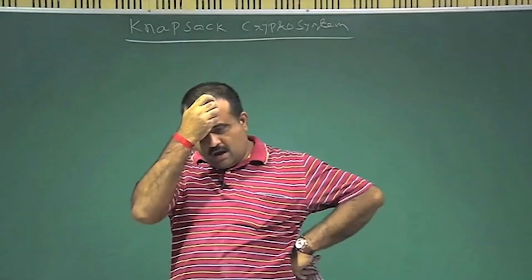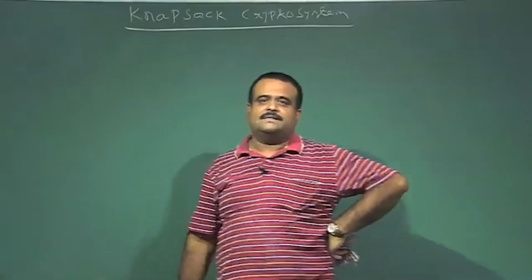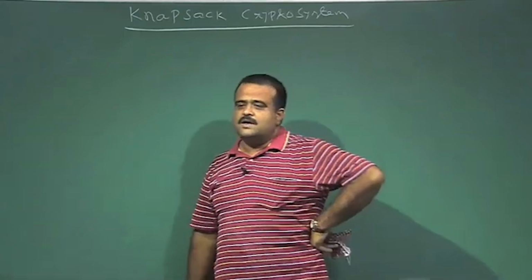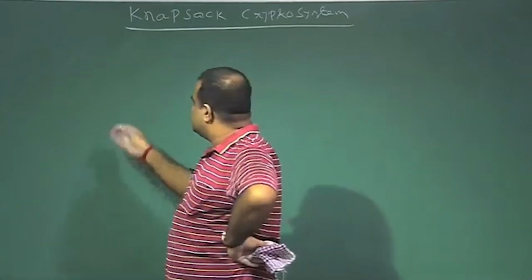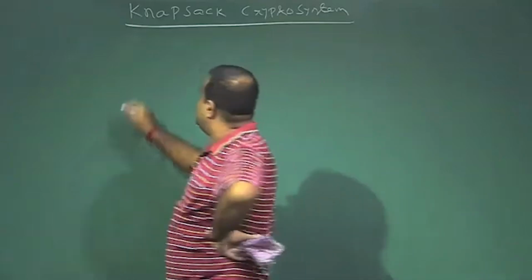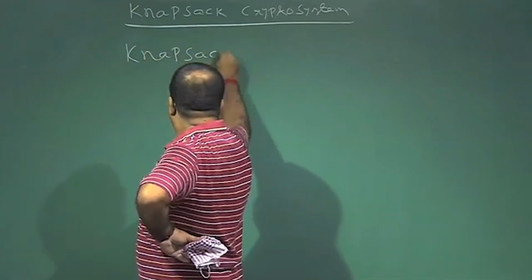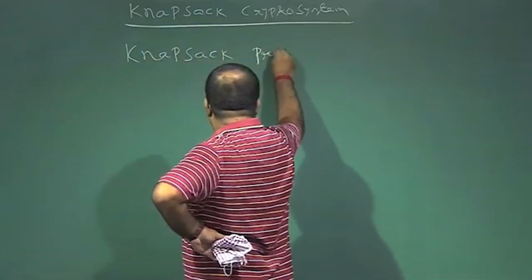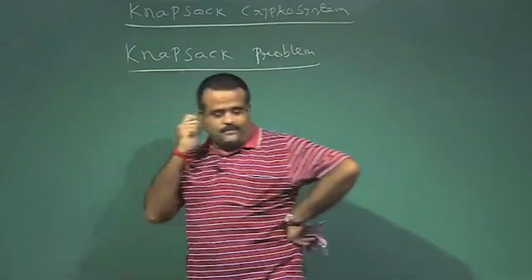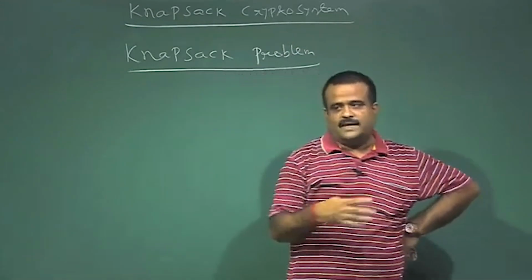Okay, so we'll talk about the Knapsack crypto system, the Merkle-Hellman Knapsack crypto system. This is a public key crypto system. Basically it comes from what is called the knapsack problem. The problem is, suppose you are going to the market to buy some apples.